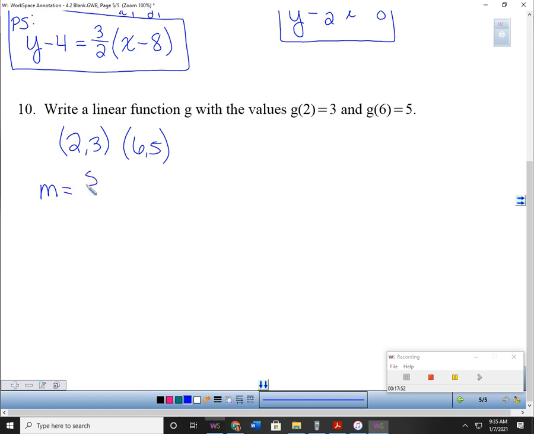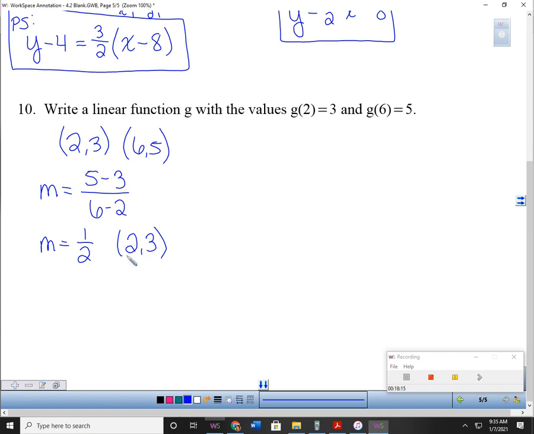So I've got 5 minus 3 on top. Since I started with 5, I'll start with 6 on the bottom. 6 minus 2. So that gives me 2 on top and 4 on bottom. That's 1/2. And then pick one of these. I'm just going to go with the smaller numbers because that feels like a good thing to do. And then we're going to write this in point slope form first.